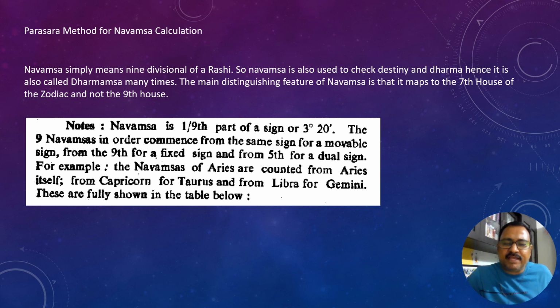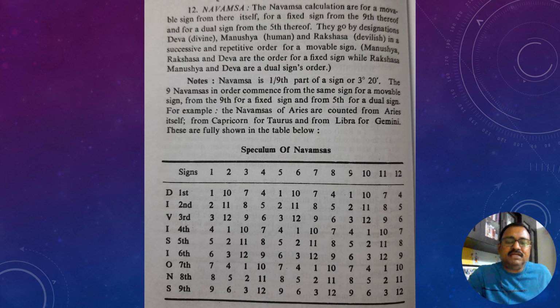So for a movable sign, the Navamsa spread or Navamsa seeding is going to start from the same sign, for a fixed sign, the 9th sign from it is going to start, and for a dual sign, the 5th sign from it is going to start. So for example, if a graha is present in Aries, you start counting, in the Navamsa chart, where exactly the graha is present, starting from Aries. Like that you are going to do, and we will see that as a simple example here.